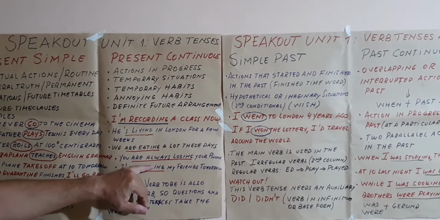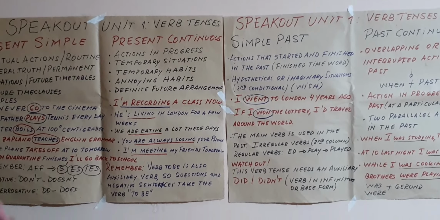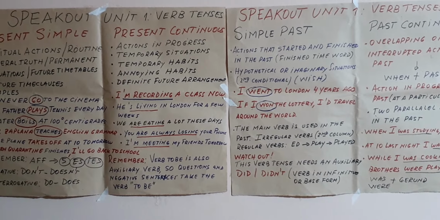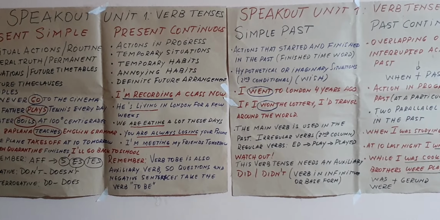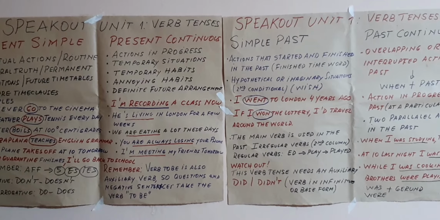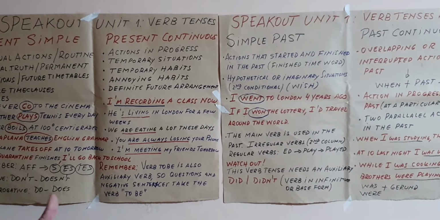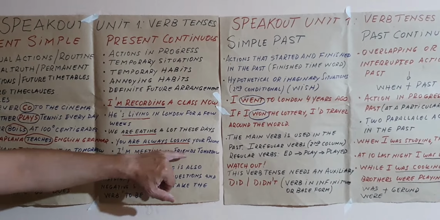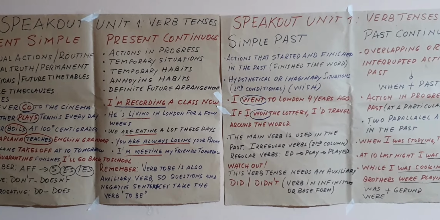Or you are always losing your phone. This is an annoying habit. Something that is really annoying can also be used with the present continuous. Or I'm meeting my friends tomorrow. I wish I met my friends tomorrow. It is impossible, but let's suppose I'm meeting my friends tomorrow is a definite future arrangement.